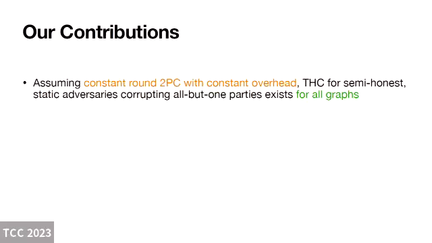So what we do in this paper is we show that if you have constant round 2PC with constant overhead, then you can get THC for semi-honest static adversaries, corrupting all but one parties, for all graphs. Okay, so we're not quite there at getting THC from just general OT, but we're a step closer here.